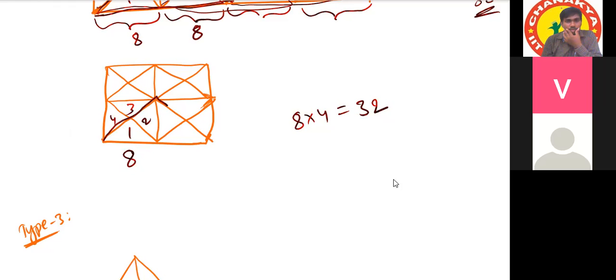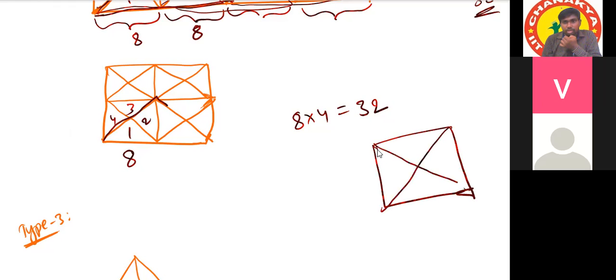Or otherwise we can do one thing. This is the bigger square. In this there are 2 diagonals. How many triangles will be there in this? 4? No, sir, 8. 8 more. And other than this, any more? Sir, the half part. That's all. 32 plus 8, 40.